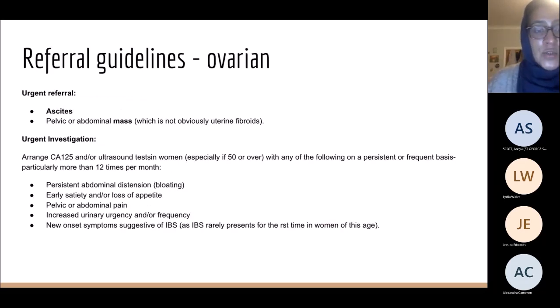These are the referral guidelines that you see with ovarian cancer. Interestingly, for ovarian cancer, the only urgent referral is ascites or a pelvic abdominal mass, of which you need to exclude things like fibroids. But in urgent investigations, what you do want to look at is their tumor marker CA125, particularly if they have some of these generic symptoms, and especially if they're 50 or over. So that's quite different with ovarian cancer.